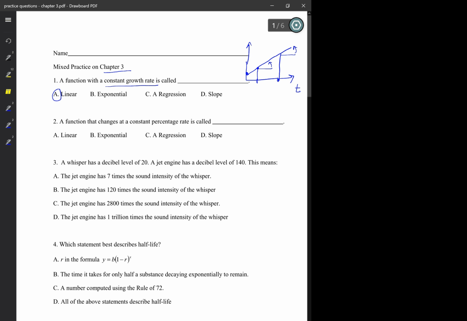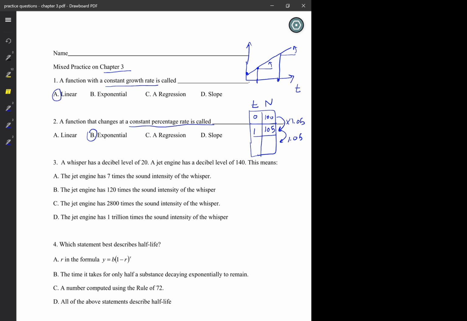Question number two: a function that changes at a constant percentage is called an exponential function. And why is it a constant percentage? Because every time you are adding not a constant value but a constant percentage of the previous value. So if this is t and this is n, at t0 this is, let's say, 100, and at t1 you will have 105 if it's 5%. So you are basically adding 5% all the time. This will be a constant percentage.